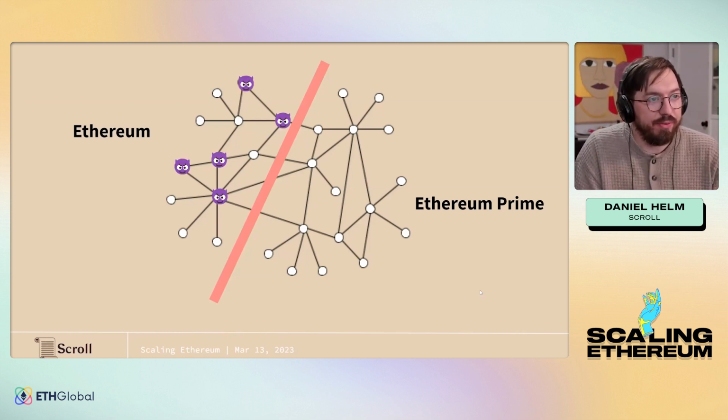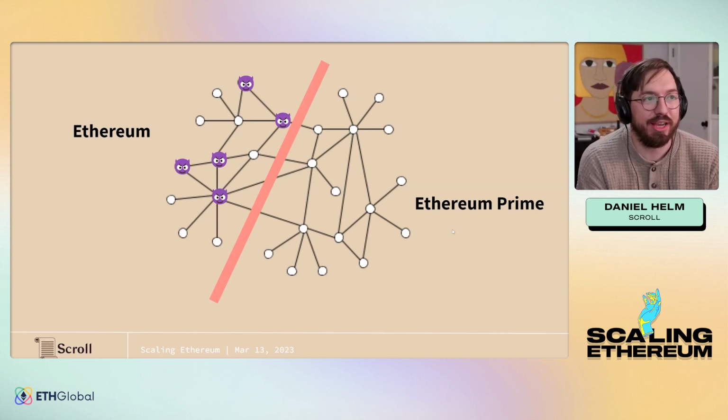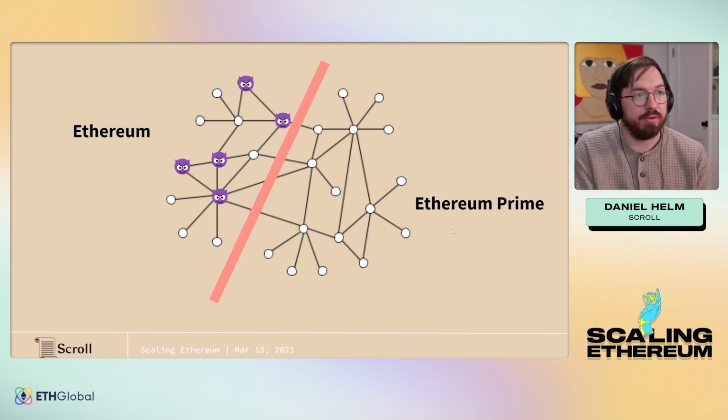Well, this is great until we start seeing that now we have maybe half the amount of security, half the amount of validators that are securing each network. So now the network on the left becomes more prone to bad actors.